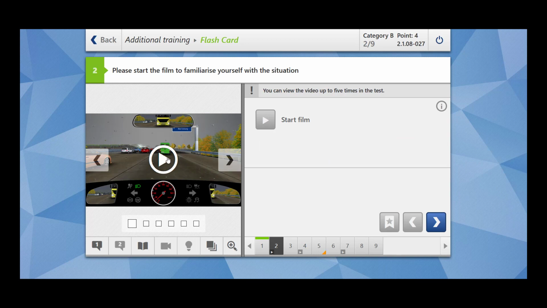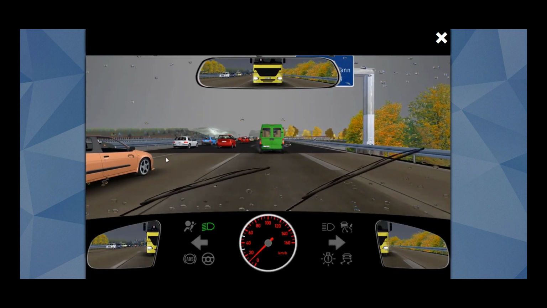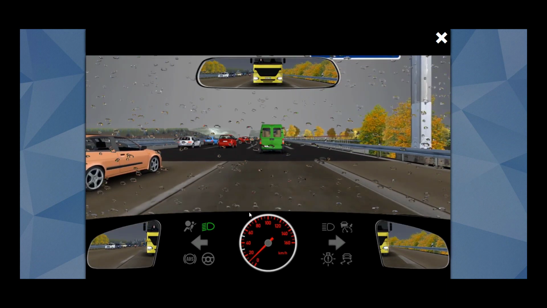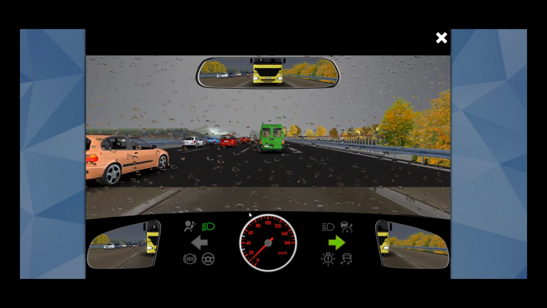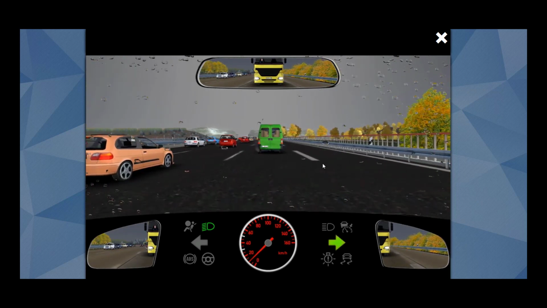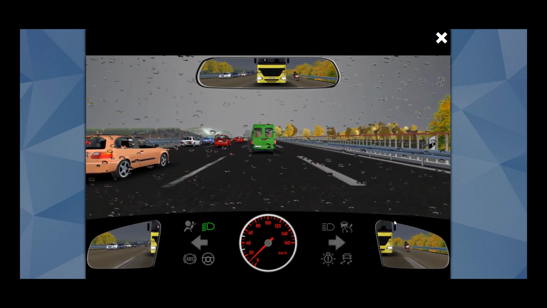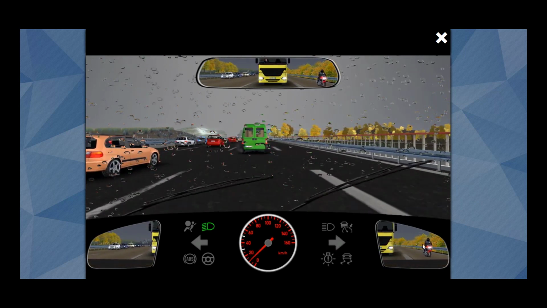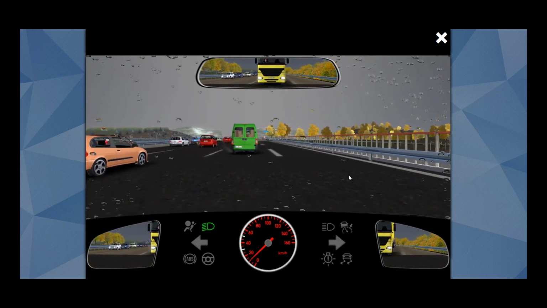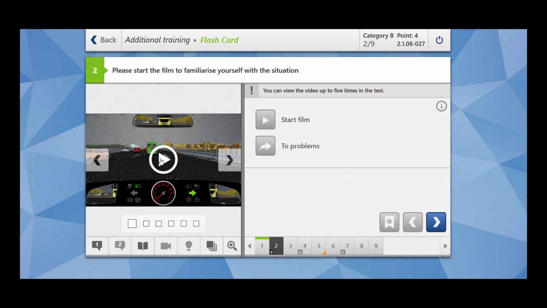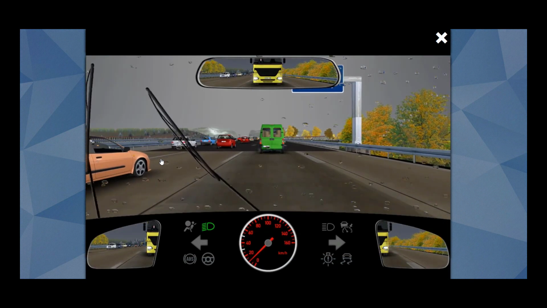Please start the film to familiarize yourself with the situation. So what we see is that we are moving very slowly on the autobahn. It seems there is a traffic jam and here we want to exit. We have given the indicator, but in the central mirror and in the side mirror, you can see there is a motorcyclist. He also wants to exit. Let's watch it once again.